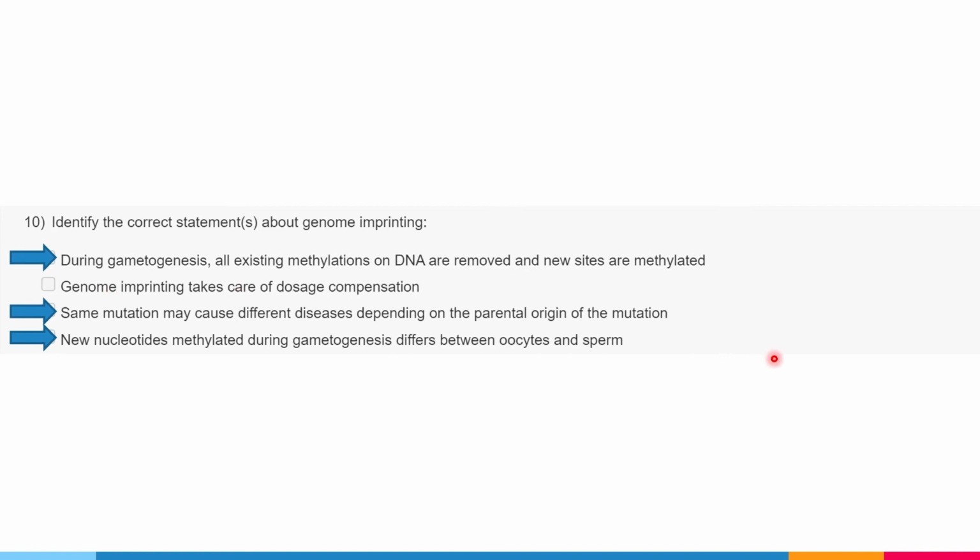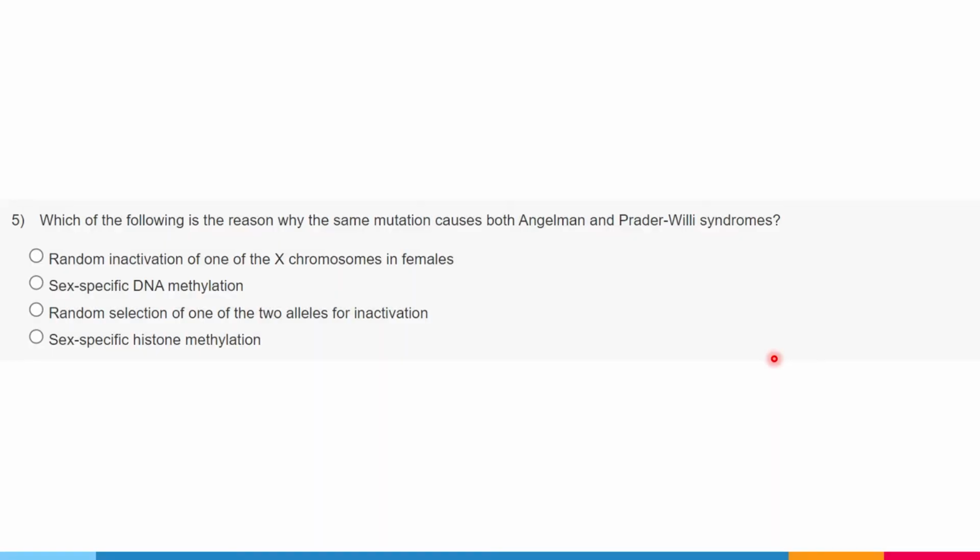Okay. So this is the last question. Which of the following is the reason why the same mutation causes both Angelman and Prader-Willi syndromes? The options are random inactivation of one of the X chromosomes in females, sex-specific DNA methylation, random selection of one of the two alleles for inactivation, and sex-specific histone methylation. Only one option is correct.